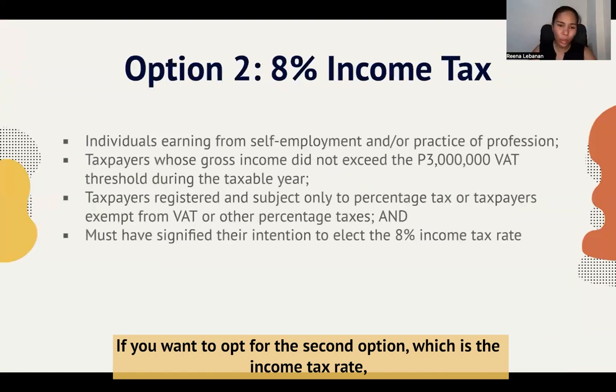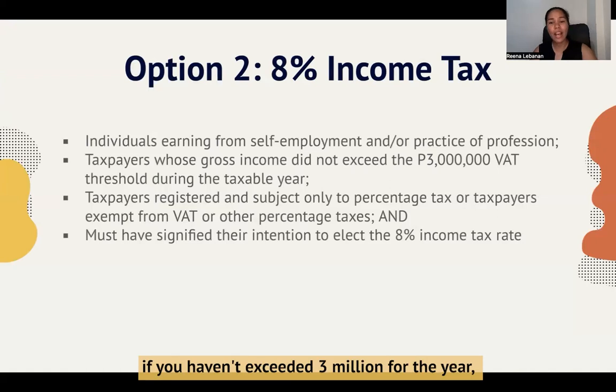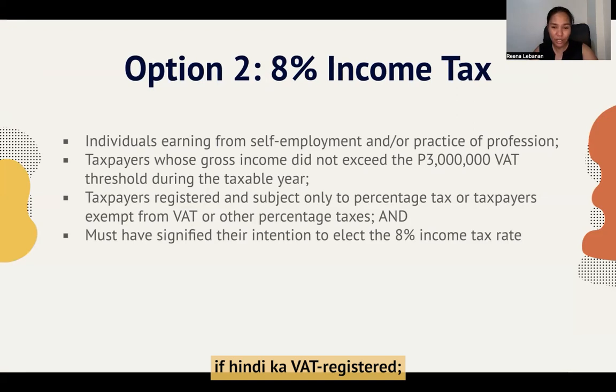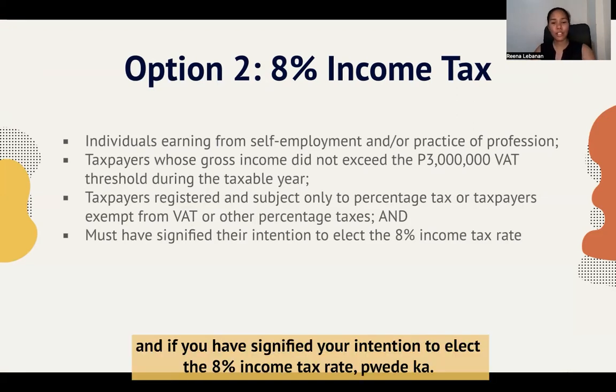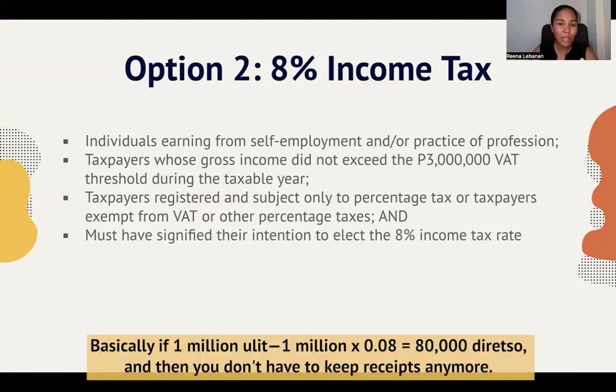If you want to opt for the second option, which is the 8% income tax rate, individuals earning from self-employment and/or practice of profession, pwede dito. If you haven't exceeded 3 million for the year, if hindi ka VAT registered, and if you have signified your intention to elect the 8% income tax rate, pwede ka. So what does this mean? 8% of the gross income. Basically, if 1 million ulit, so 1 million times 0.08, 80,000, diretso. And then you don't have to keep receipts anymore.